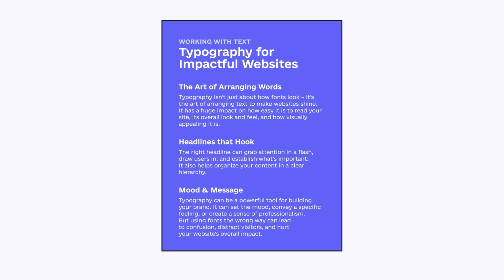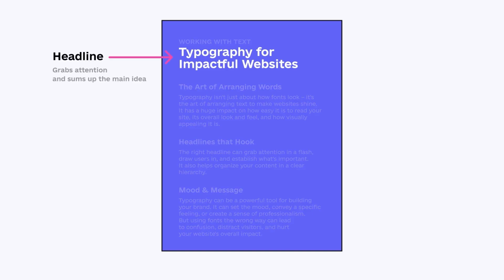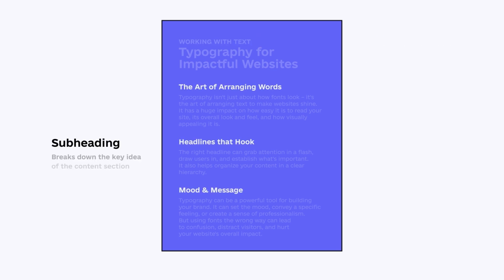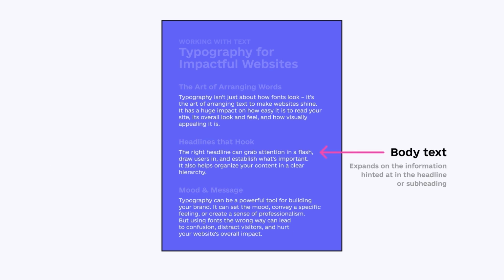In this example, Typography for Impactful Websites serves as the headline. Its purpose is to quickly and comprehensively convey the gist of the material. Working with text is a master heading that encompasses the entire topic and all levels of headings. The art of arranging words, headlines that hook, and mood and message are subheadings that explain the essence of each content block. The remaining text is formatted into paragraphs, which are groups of sentences united by a common theme. This text forms the body of the material, tasked with delivering the meaning promised by the headline or subheading.